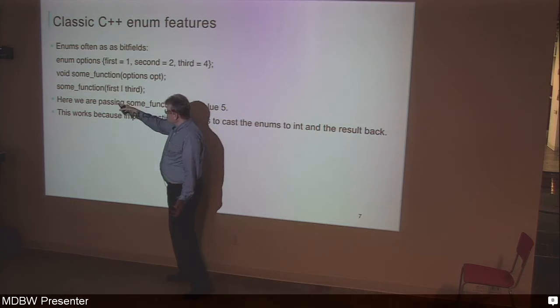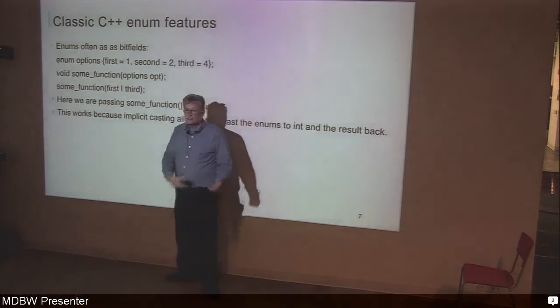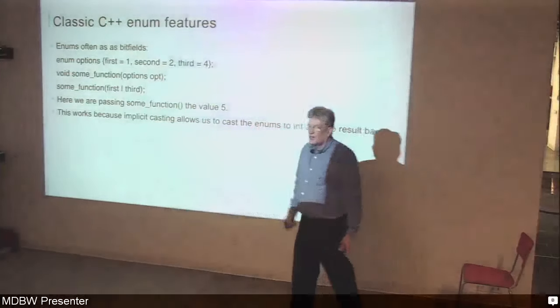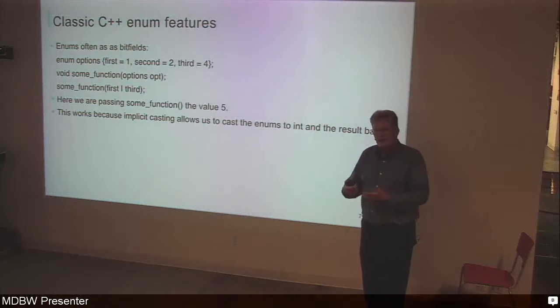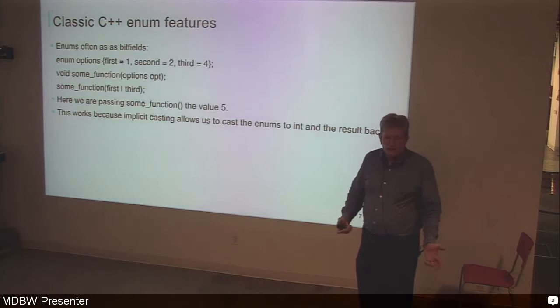And then with some func, it's saying, oh, you're calling some func with an integer, but you don't have a some func that takes an integer, but you do have some func that takes this enum. So I'll convert the integer into an enum. So that all works. And we might think that what that means is that enums support these operations, but they don't. It's the integers that do. And this implicit conversion makes this possible.